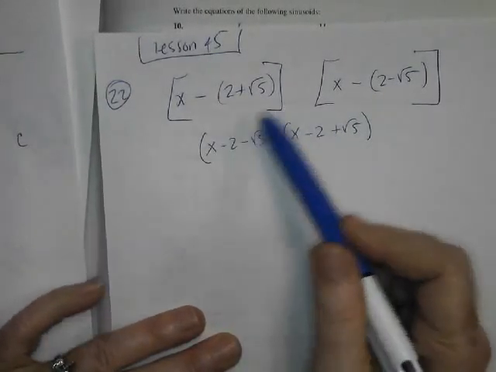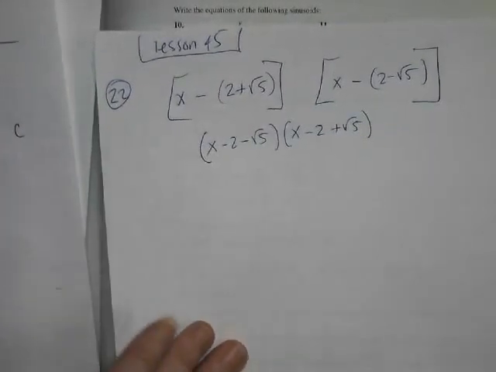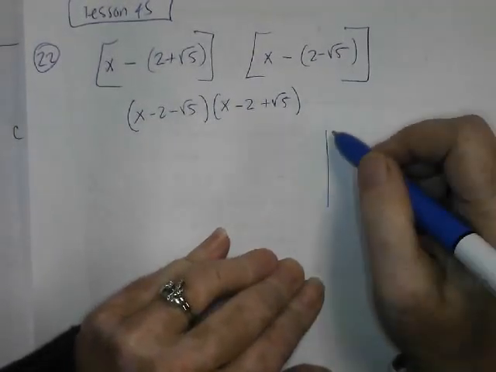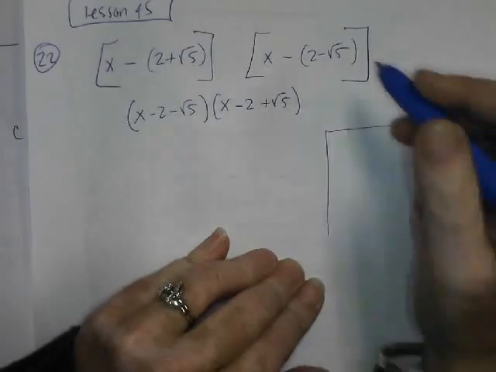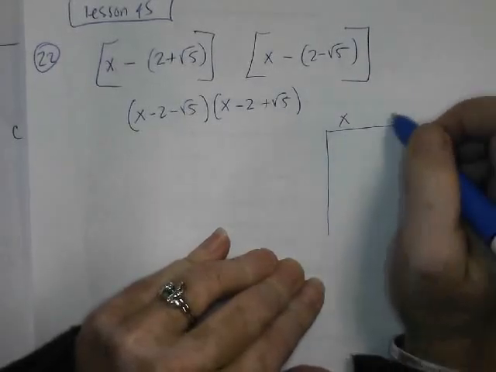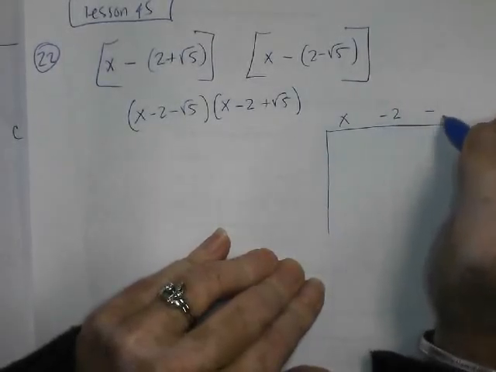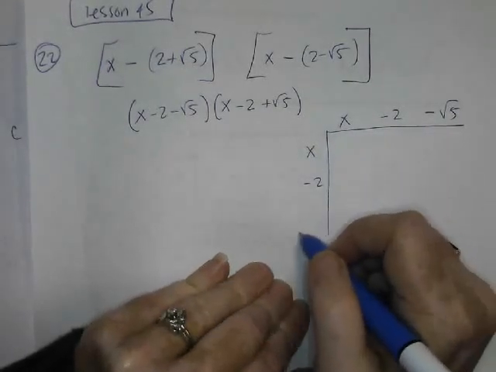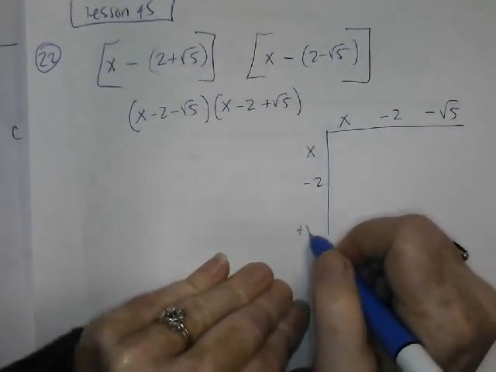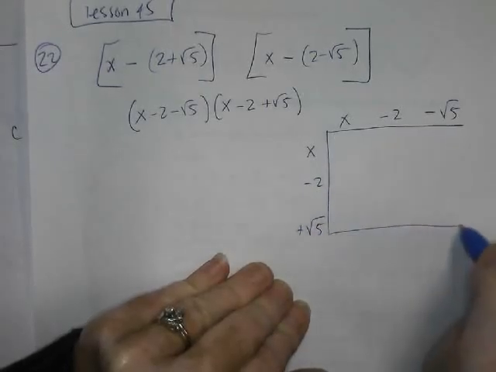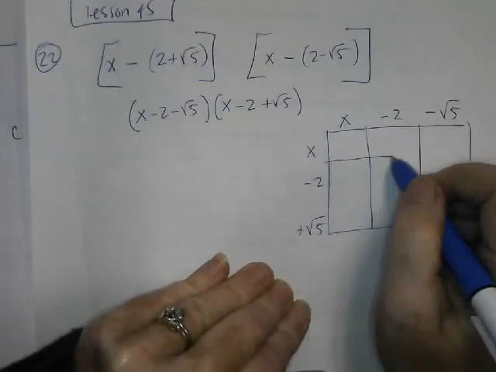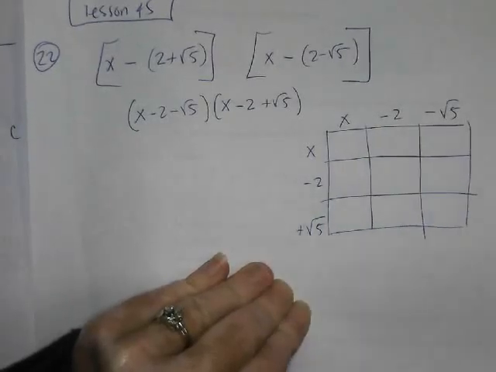So I could do a lot of foiling with this thing, or I can just use the box. I kind of like that area model box for stuff like this. x minus 2 minus root 5. x minus 2 plus root 5. Okay. I don't feel like foiling these out.